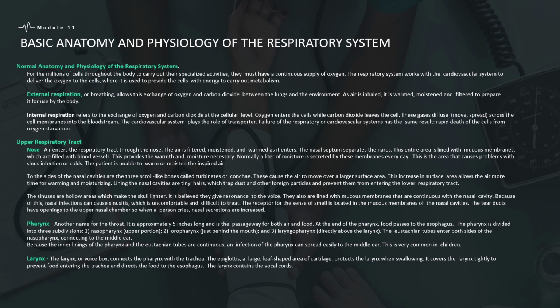External respiration, or breathing, allows the exchange of oxygen and carbon dioxide between the lungs and the environment. As air is inhaled, it is warmed, moistened, and filtered to prepare it for use by the body. Internal respiration refers to the exchange of oxygen and carbon dioxide at the cellular level. Oxygen enters the cells, while carbon dioxide leaves the cells.